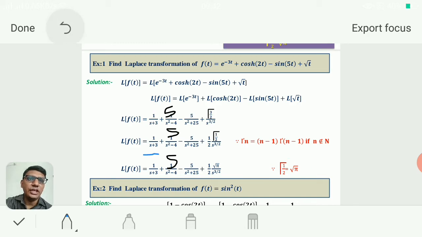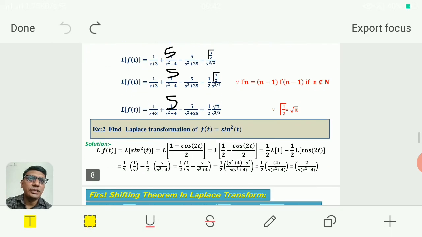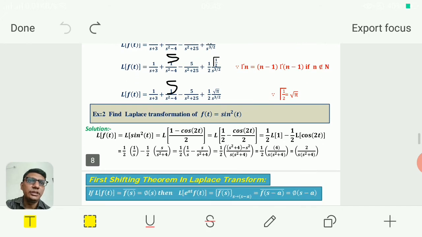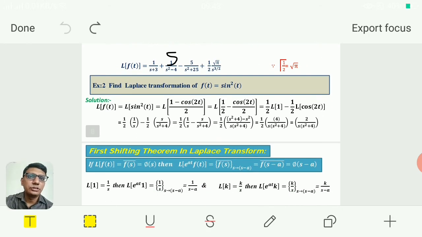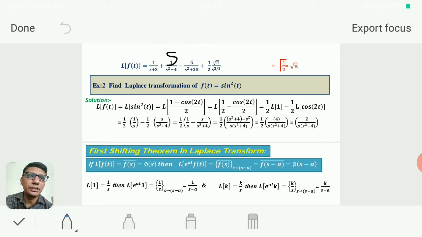Let us see the second example. It is a very simple form of the Laplace transformation. Find the Laplace transformation of sin square t. Here we cannot find the Laplace of sin square t directly. So first of all, to find it, we apply the Laplace of (1 minus cos 2t) by 2. It is the formula of sin square t in trigonometric form.